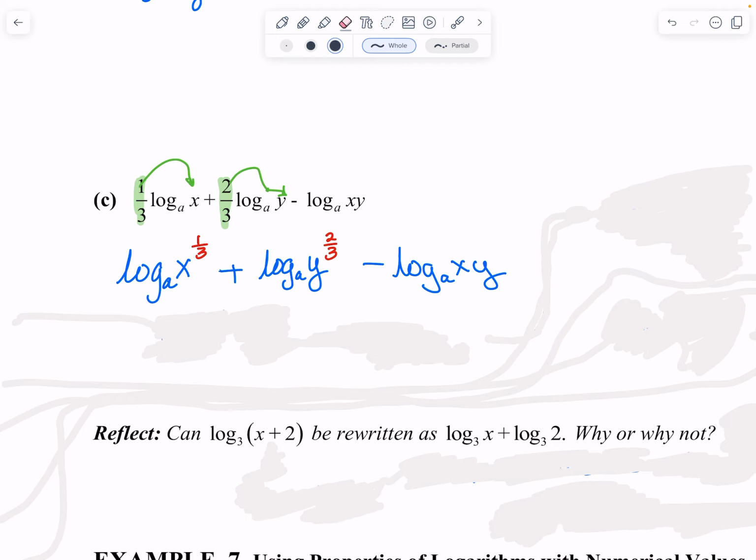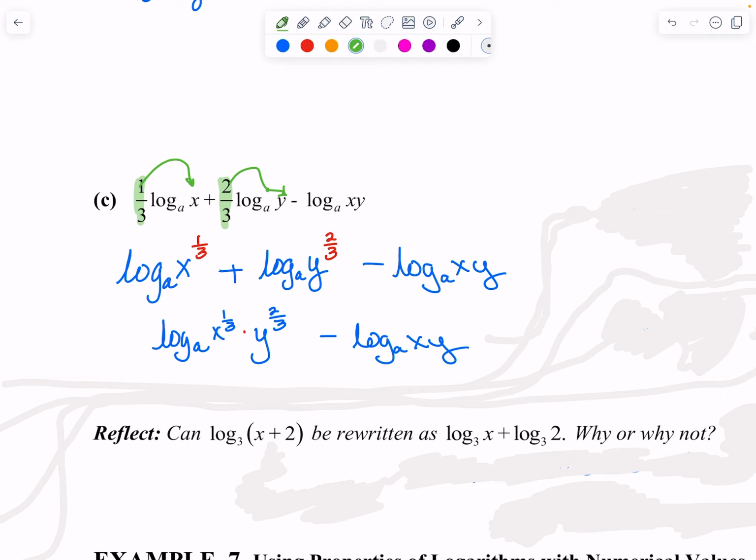Then I have addition. Remember, addition just means multiplication. So I'm going to put those 2 together by multiplying. Notice I just did one thing at a time. So I just put those guys together. And then what is my subtraction? That is division. So now I'm going to put this xy on the bottom.